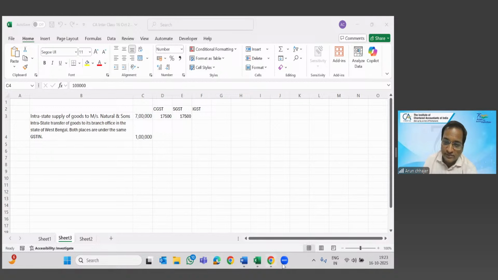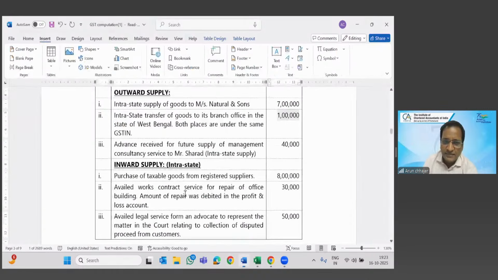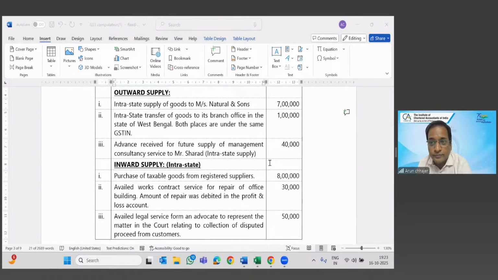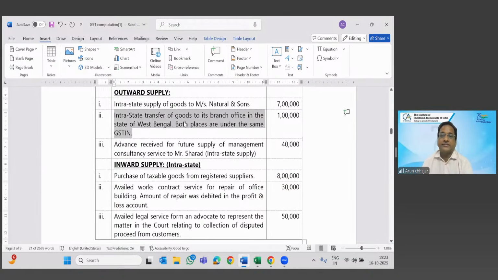Can you show the question once again? I just copied the same line. Whatever information is available, I have just copied this particular line. This is the information. I am just doing a cross argument with you. Absolutely correct.